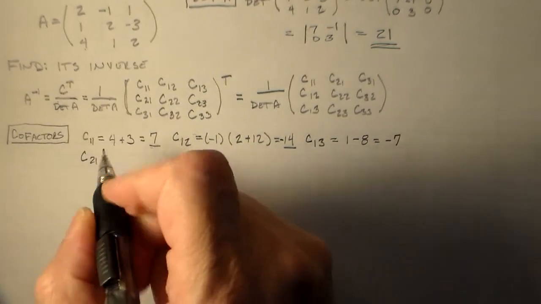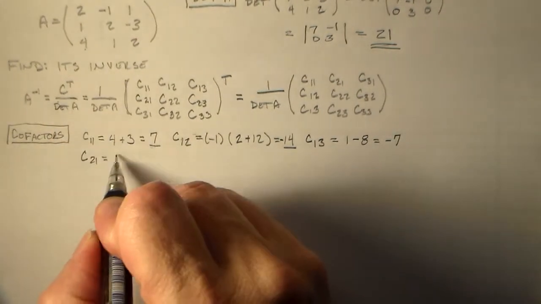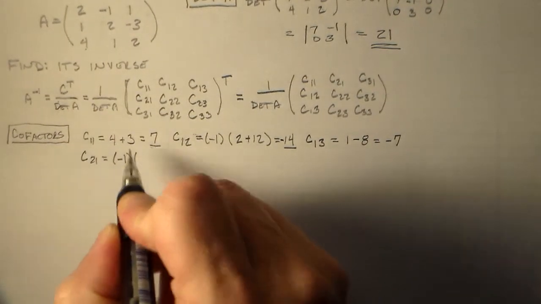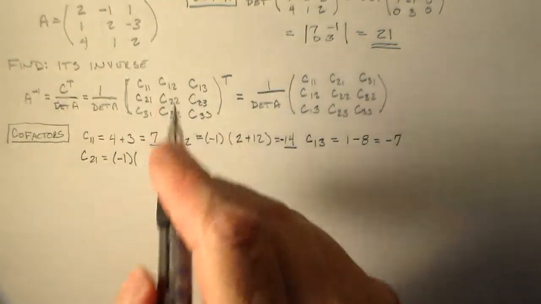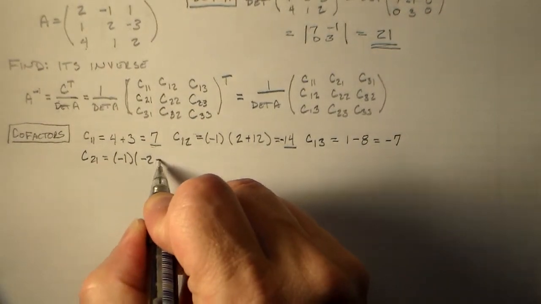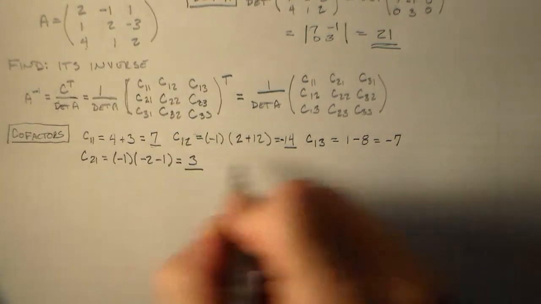C21. So this guy here, now we've moved 1 down, so that's a minus 1 again, times whatever we have left over. So this is minus 2 minus 1. So minus 2 minus 1, which is equal to 3. Okay?